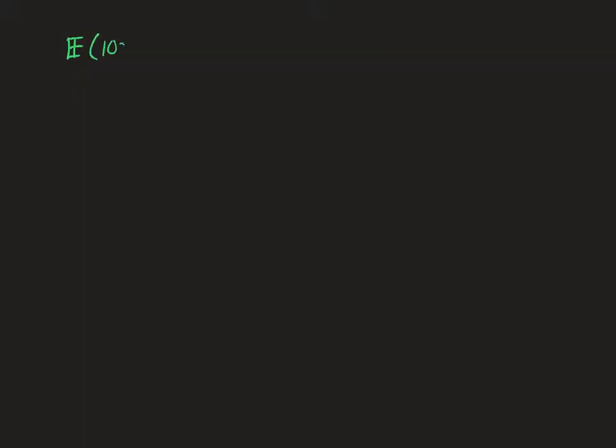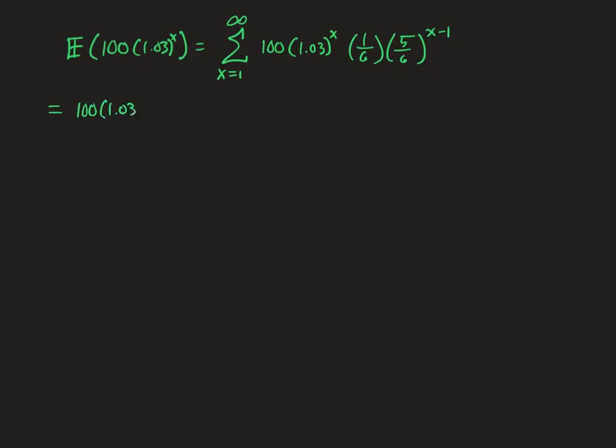So we're looking at the expected value of 100 times 1.03 to the x. We just saw that this is going to be a summation from x equals 1 out to infinity of 100 times 1.03 to the x times 1/6 times 5/6 to the x minus 1. Let's take a look at this in terms of the first maybe 3 terms. When x is equal to 1, we'd have 100 times 1.03 times 1/6 and then 5/6 to the 0. So that would be our first term.